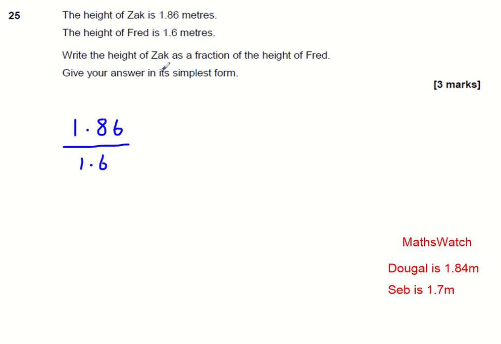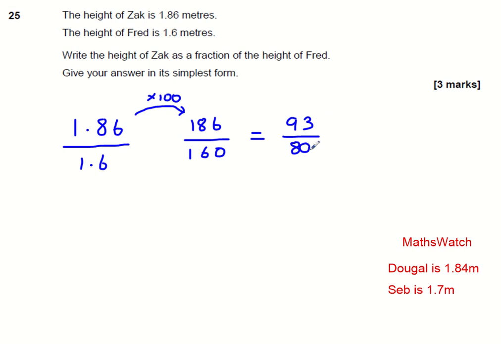Now, for a fraction in its simplest form, we are not allowed to have decimals inside of a fraction, so we need to remove that decimal. In order to do that, we need to multiply both of these numbers by something that gets rid of the decimal. 1.86, if I multiply that by 100, that'll give me 186. And if I do 1.6 times 100, that becomes 160. And this you can now simplify down, so you can divide both of those numbers by 2. That will give you 93 and 80.